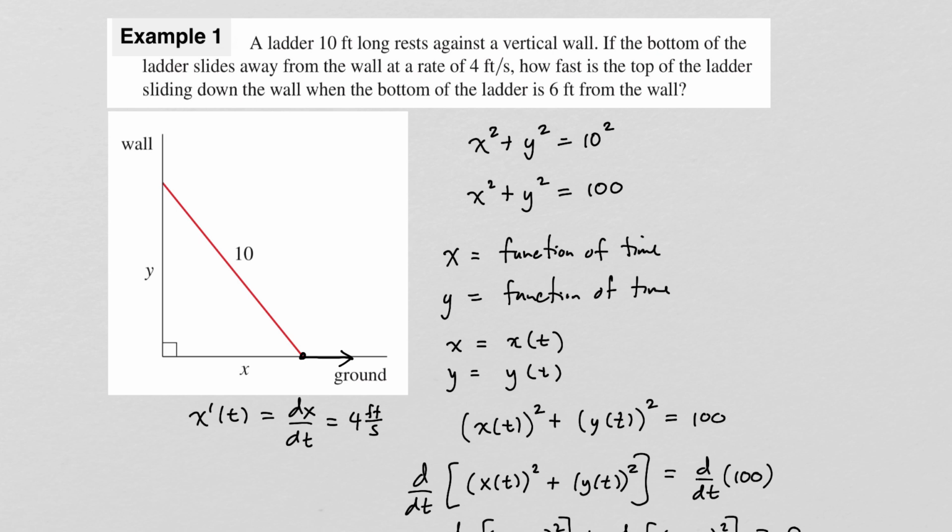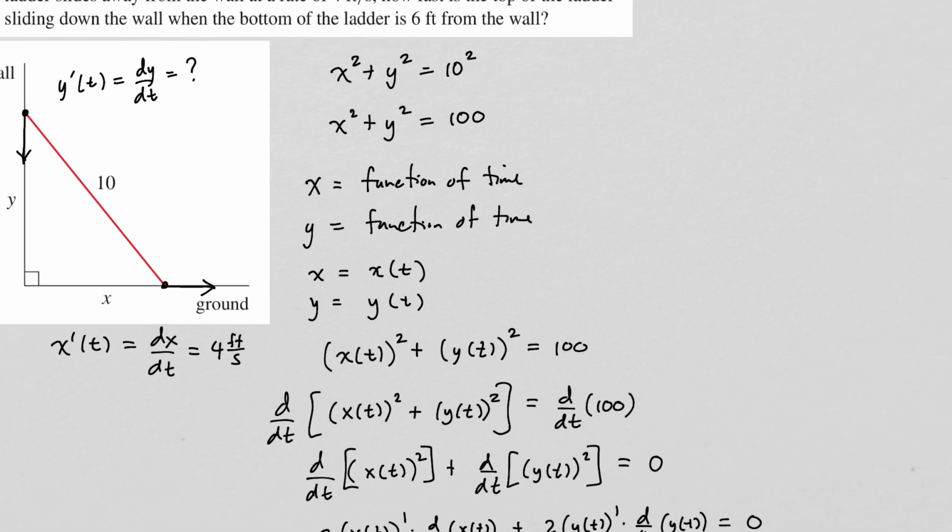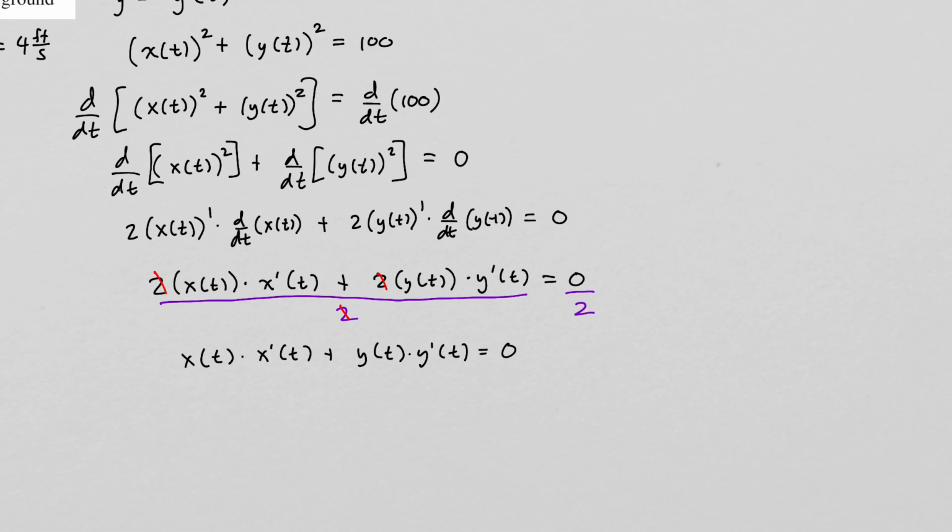And the question is, how fast is the top of the ladder sliding down the wall? So we can see clearly the top of the ladder will be moving in this direction. And so the rate of change of y is y prime of t, or dy/dt. And this is what we are trying to solve. So now let's go down below here and let's solve for y prime of t, because again, this is what we are looking for in this problem.